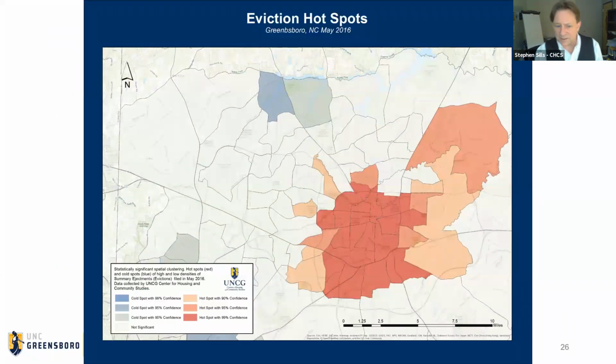This is a map of evictions in Greensboro. We see that evictions were disproportionately in South and Southeast Greensboro, in many of those same neighborhoods where we saw high rates of poverty, high rates of food insecurity, medically underserved neighborhoods, asthma rates, etc.